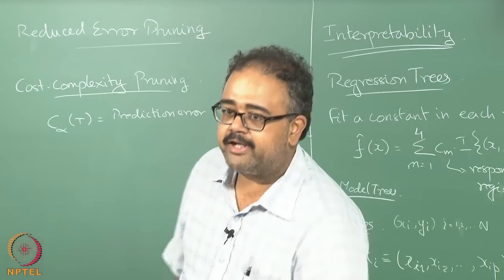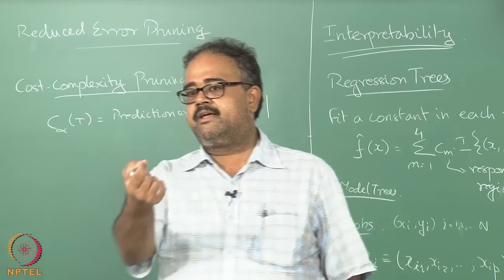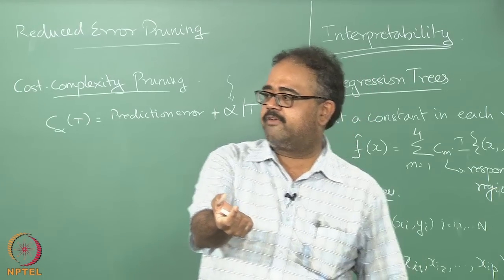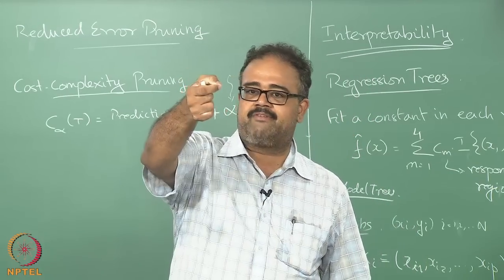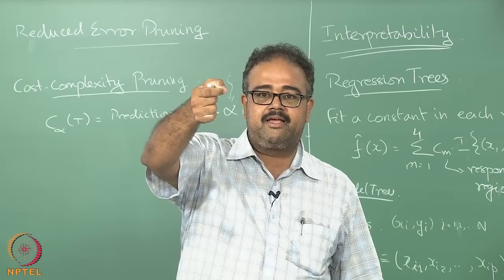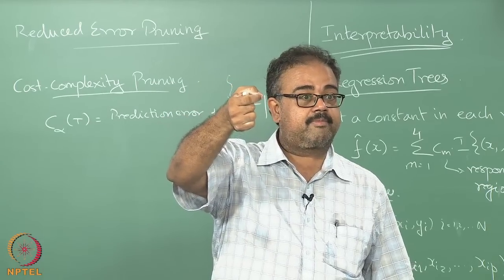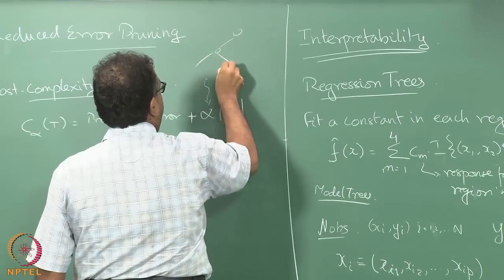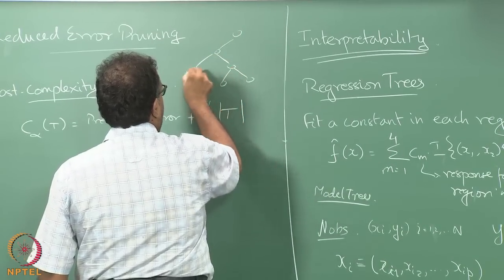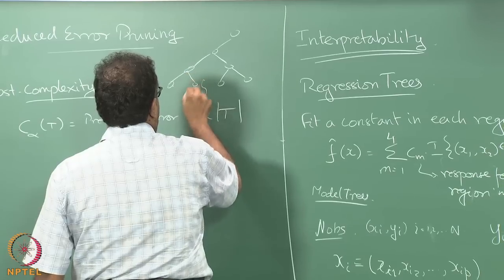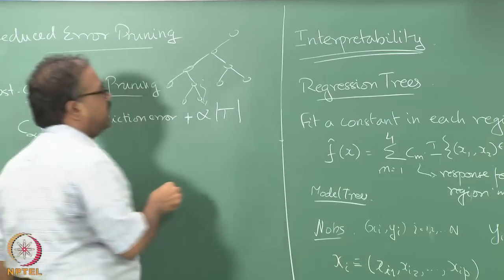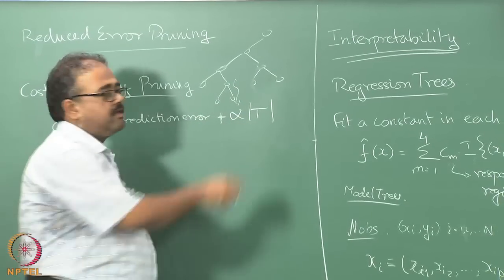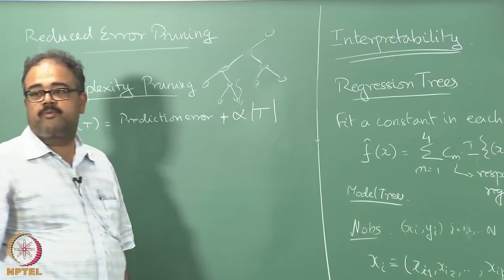But you should remember that it could very well be that collapsing one subtree alone might not give me much of an improvement, right? But if I collapse everything above it, it might give me an improvement. Why? So maybe collapsing this alone does not give me an improvement, but collapsing here might give me an improvement. Why?